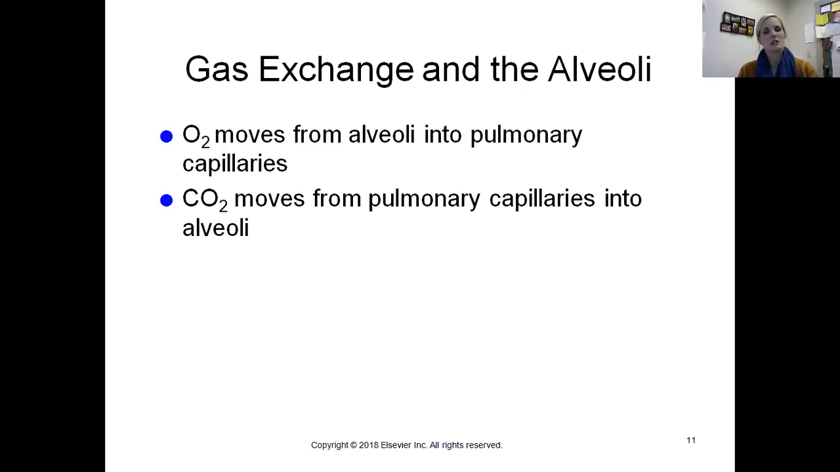CO2 is also coming in from the pulmonary capillaries, being pushed into the alveoli, and then from there in exhalation, we are going to push it in the opposite direction. That air is going to go back through the bronchioles, through the bronchi, through the trachea. We're now just moving up, going opposite of the way that they came, and that will then be exhaled out of either our nose or mouth.